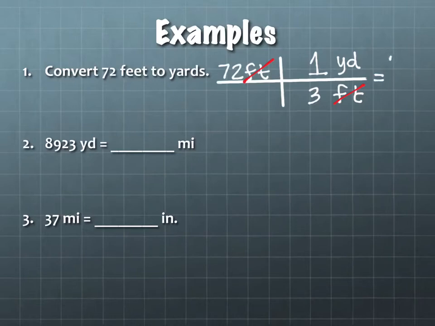If I multiply across the top, I have 72. Across the bottom, I have 3. What's 72 divided by 3? 24. So this is 24. And the units that I'm left with are the units at the end that are on top, yards, because everything else canceled out. So this is 24 yards.